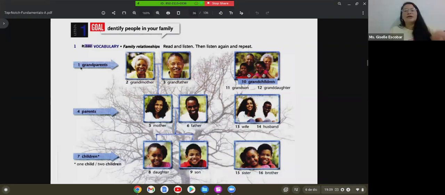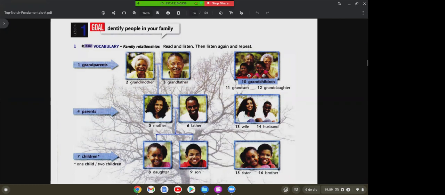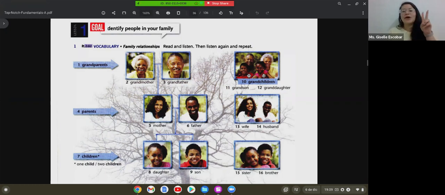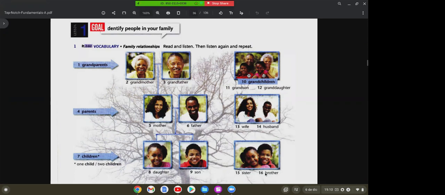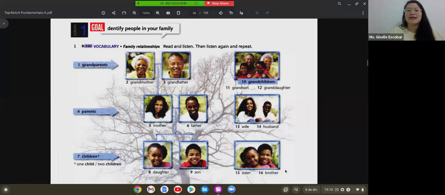So here we have number 1 and here we have the last one, which is what number? Grandmother. 16. Grandmother is the second one. So we have 16. Do you see it? Okay, brother. Brother, that's 16. Tenemos 16 palabras, 16 words.